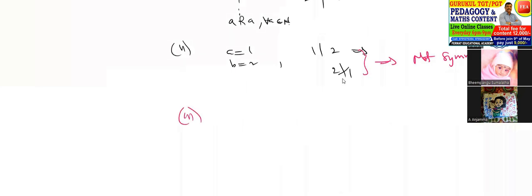So is it transitive? Yes, sir. Transitive. Suppose we take any 2, 3 natural numbers.